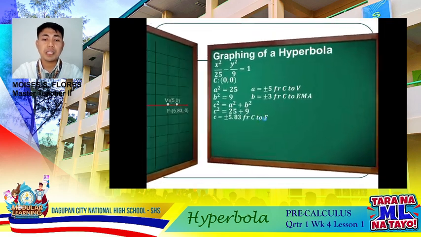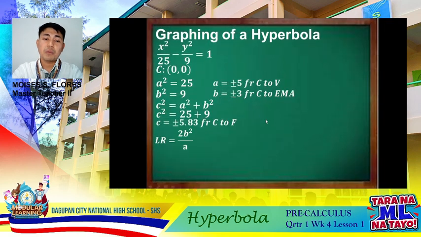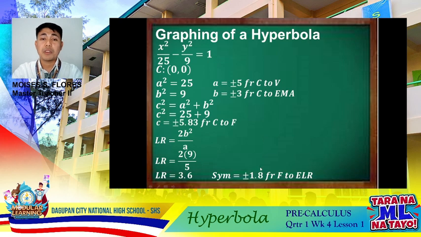Let's proceed further, finding our LR, which is what? 2 times 9 over 5 from our formula. And then of course, we have 3.6. And to make it symmetric, we divide it by 2. So we have positive or negative 1.8. So meaning distance from your focus to your ELR. Okay. So we are now ready to graph or to plot our coordinates for ELR, which is 1.8 units.